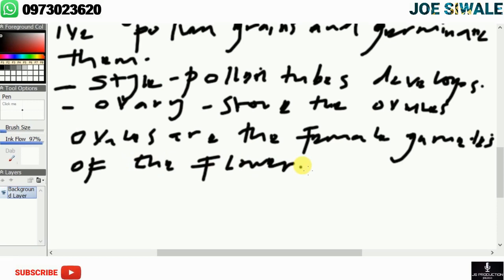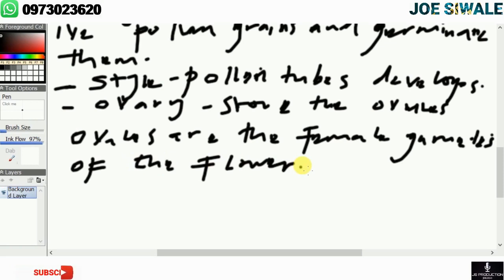So when fertilization takes place, the ovary develops into a fruit, and the ovules develop into seeds. So those are the parts of the flower and their functions. I hope it's clear. Where you have questions, you can ask in the group.